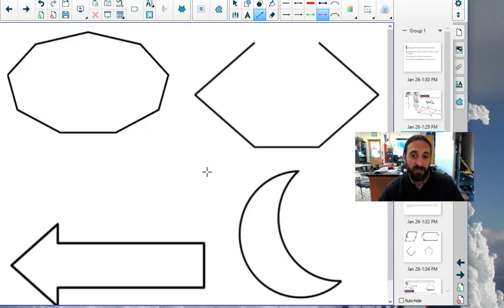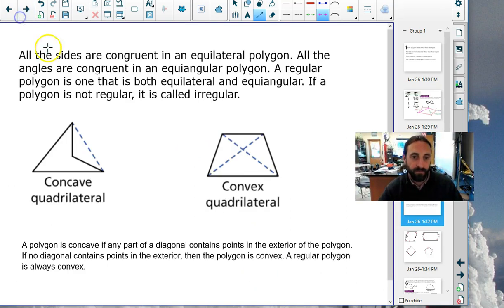Now, one of the things they're going to ask you to do is identify certain figures as polygons or not, and then name them by the number of sides. So for example, here, this is a closed figure. It's definitely a polygon. It has 9 sides, so it's a nonagon. This one is an open figure, so it's not a polygon. This is an arrow. It's definitely a polygon. It's got 1, 2, 3, 4, 5, 6, 7 sides, so it's a heptagon. This is a crescent moon, but since it has arcs, it's not a polygon. It's a figure, but it's not a polygon.